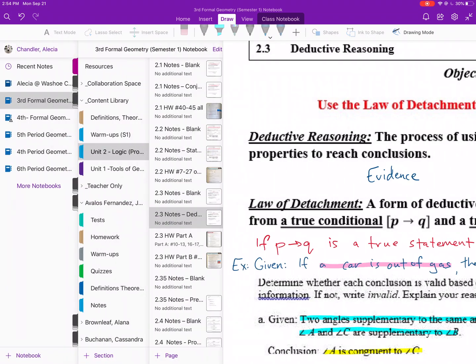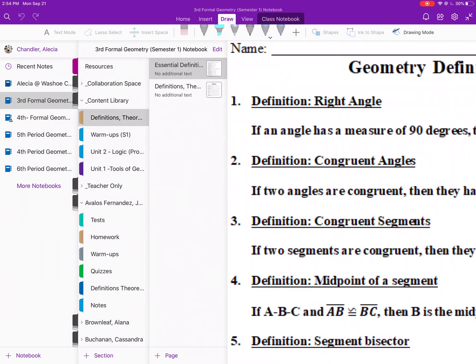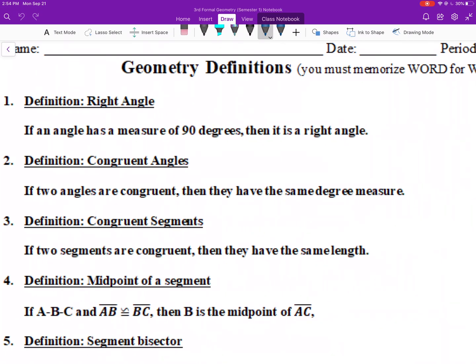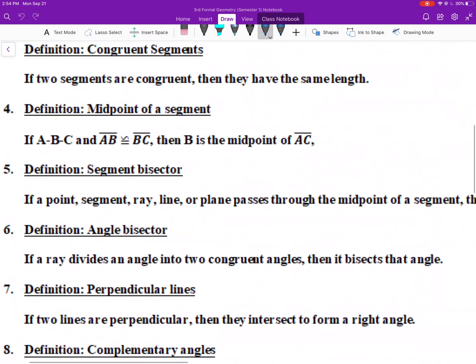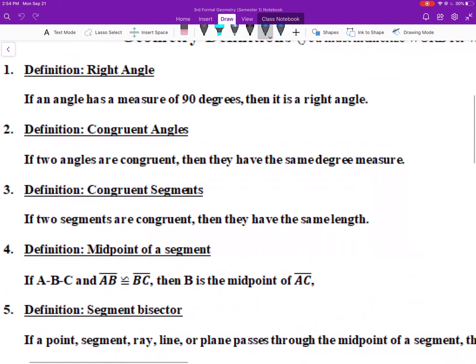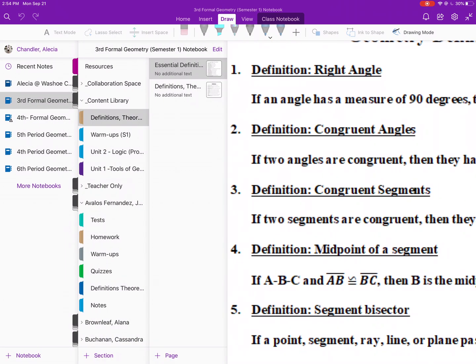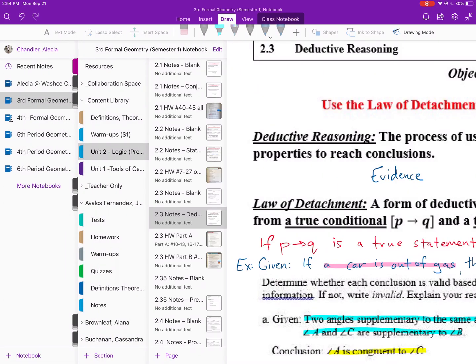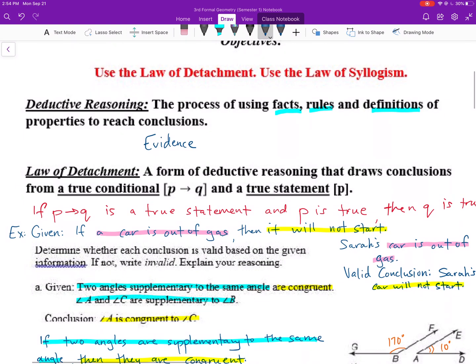So if you remember our definitions, this one where we have the 13 definitions is the first one. We have another one. This is one we're mainly going to be working with, starting off when we do our proofs. But those are going to be some of those definitions we're talking about here.